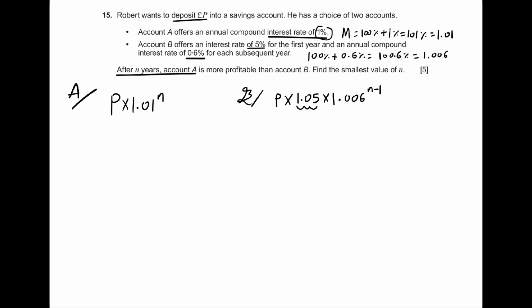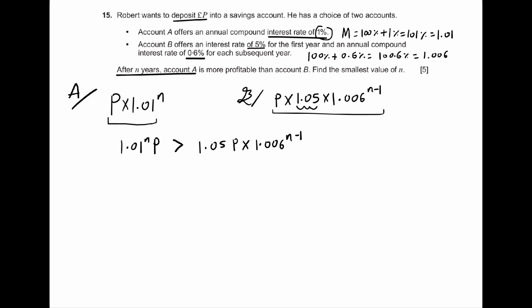So what we can now do is write an inequality, because we know that the amount in account A must be greater than the amount in account B. So very simply, we get 1.01^n P, that's just the amount that's in A, is greater than 1.05 P times 1.006 to the n minus 1.